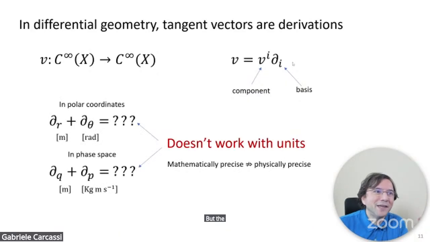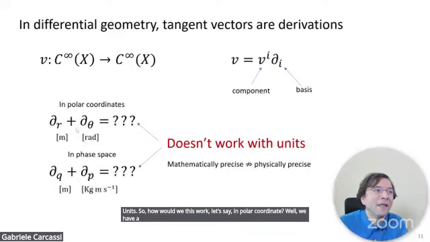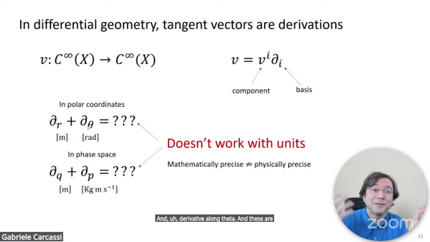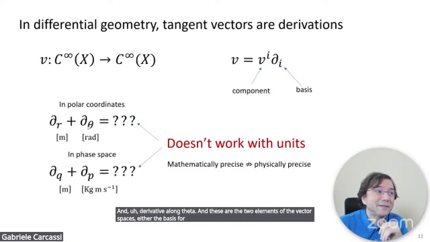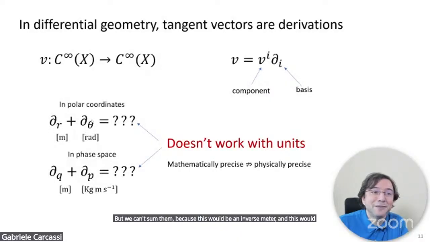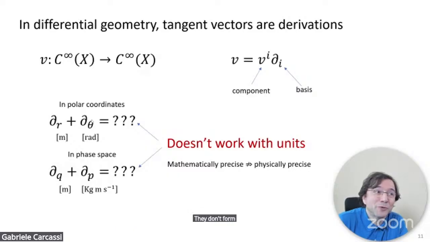But the issue is this doesn't work for us because we have units. So how would this work, let's say, in polar coordinates? Well, we have a derivative in r and a derivative along theta. And these are the two elements of the vector space, the basis for our polar coordinates, but we can't sum them, because this would be an inverse meter and this would be an inverse radian, and we can't sum them. They don't form a vector space because we can't sum them.